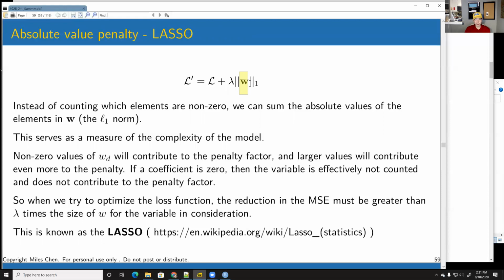So if a W term is not zero, like W sub D is not zero, it's going to contribute to the penalty factor. And larger values of W sub D will contribute even more to the penalty factor, okay? If a coefficient is 0, then the variable is not counted and does not contribute to the penalty factor. So that's a good thing, right? And so when you try to optimize the loss function, any reduction in the mean squared error must be greater than whatever offset there is by including the W term, okay? And this is known as lasso regression, okay?